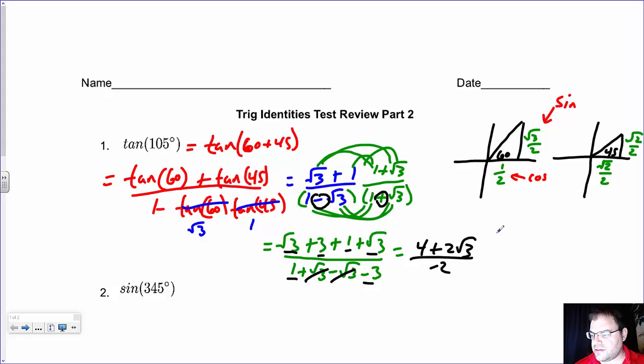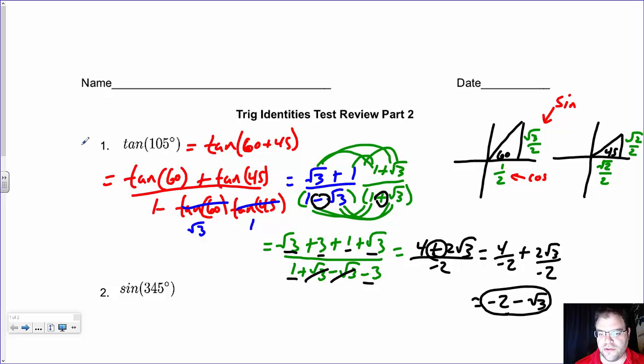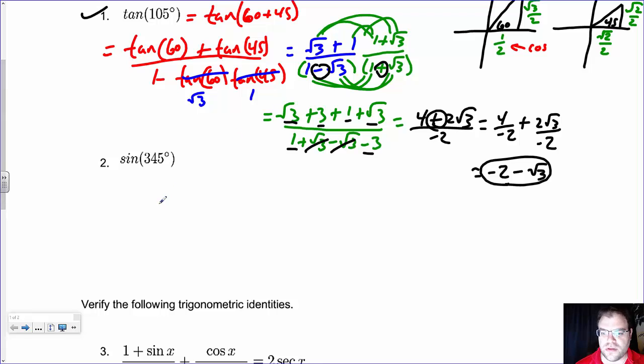Okay? And what I usually like to do is split this into two different fractions. I'll say 4 over negative 2, and then I'll say plus 2 root 3 over negative 2. And then what I'll see from this is that 4 divided by negative 2 is negative 2, and this divided by this will give me negative root 3, and that will be your solution. And that's the answer to that question. That's about all there is to it, really. Not such a big deal. Let's do sine.